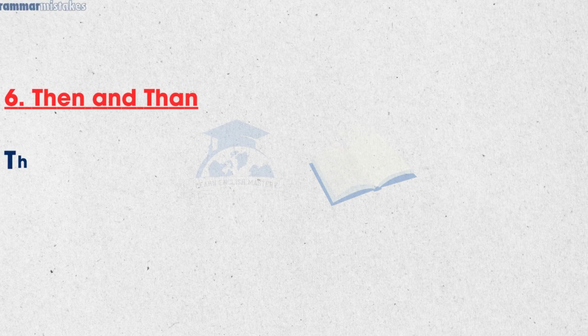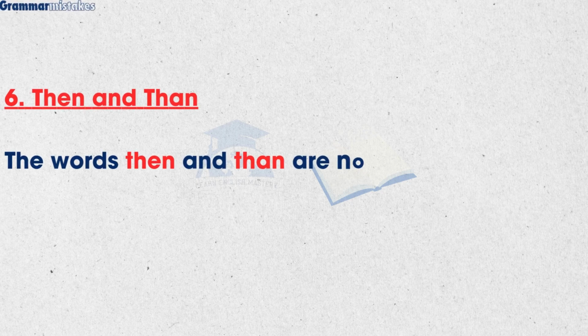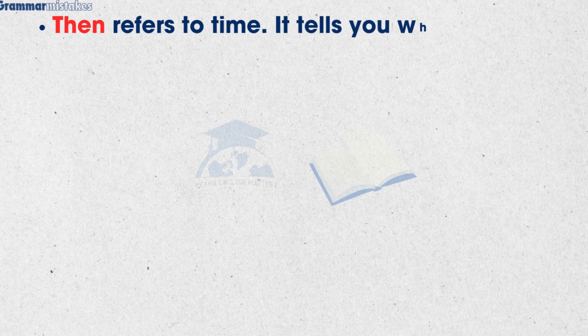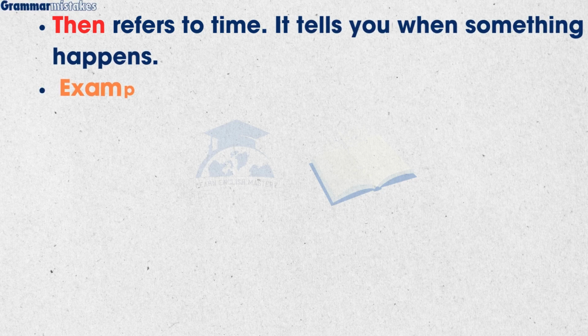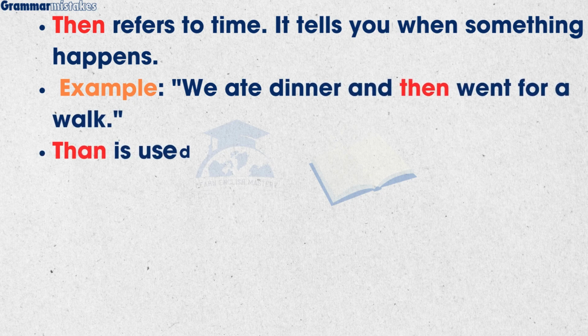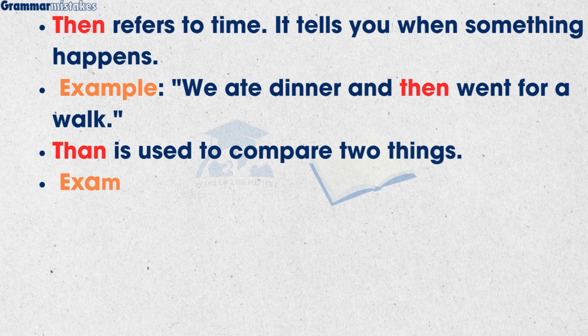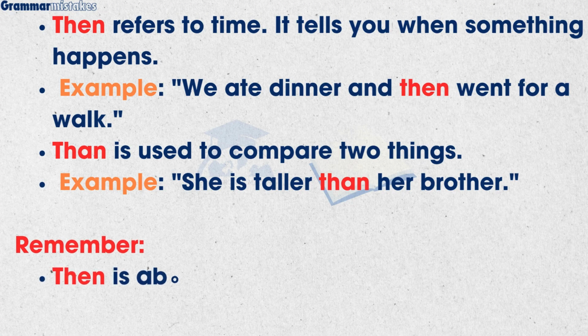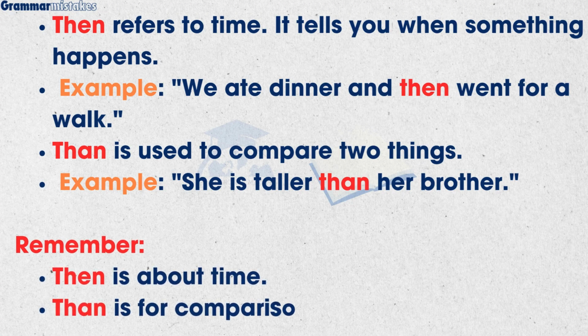6. Then and than. The words then and than are not the same, but many people mix them up. Then refers to time. It tells you when something happens. Example, we ate dinner and then went for a walk. Than is used to compare two things. Example, she is taller than her brother. Remember, then is about time. Than is for comparisons.